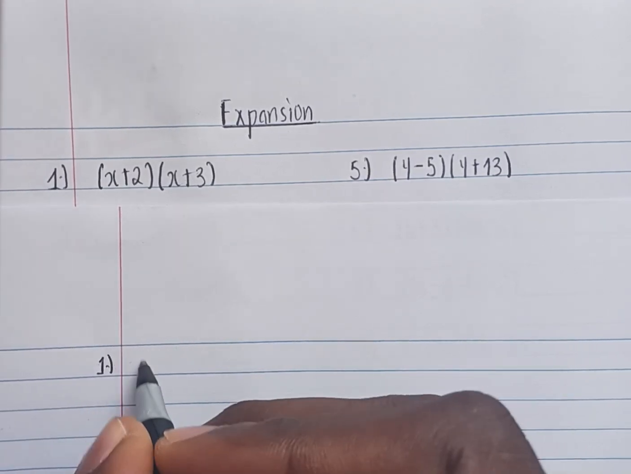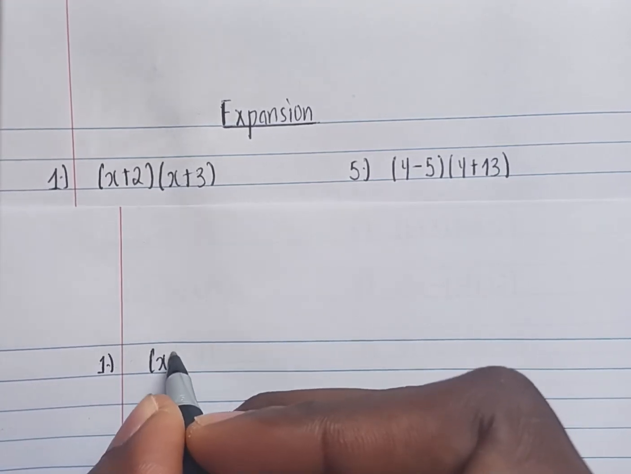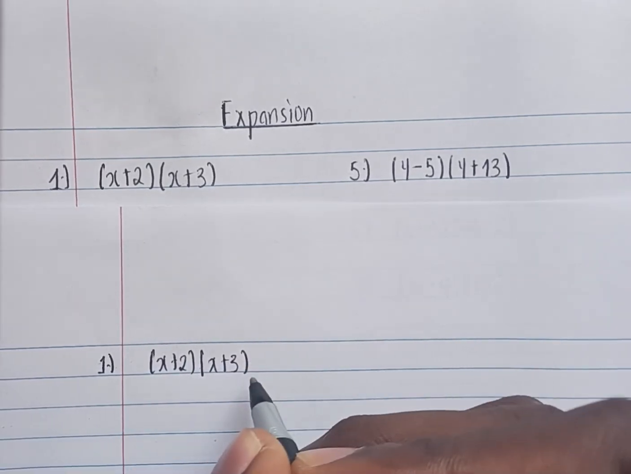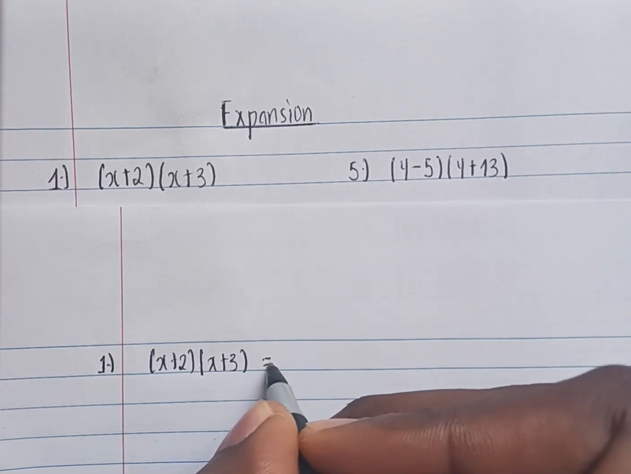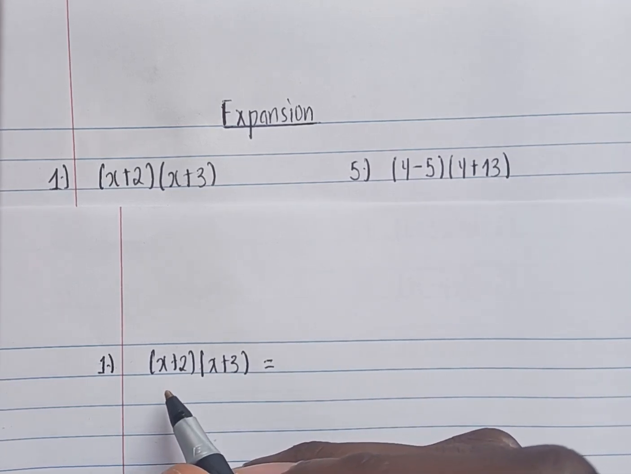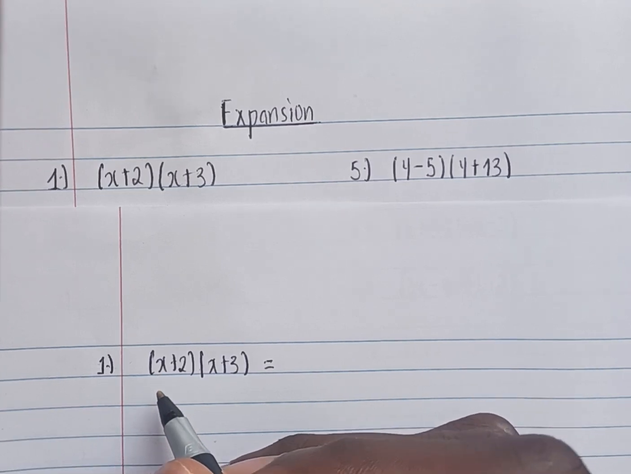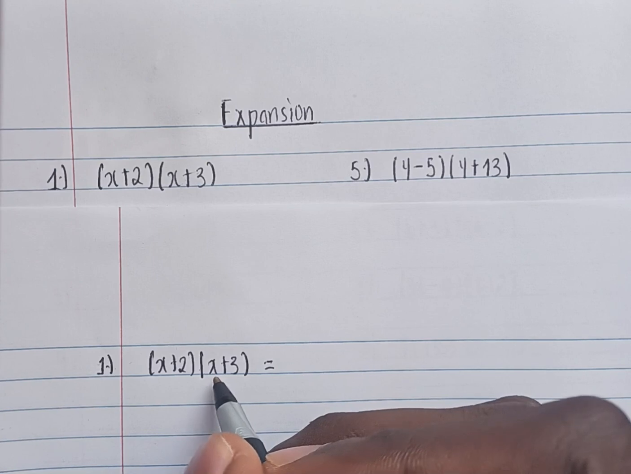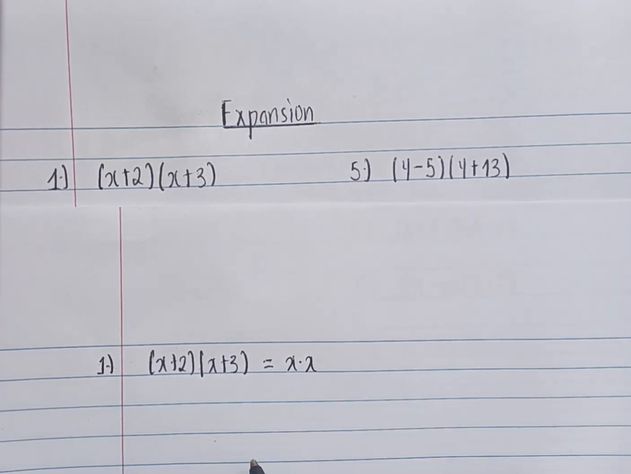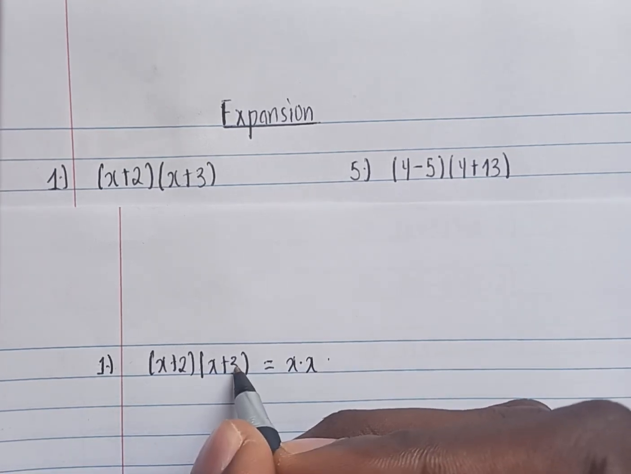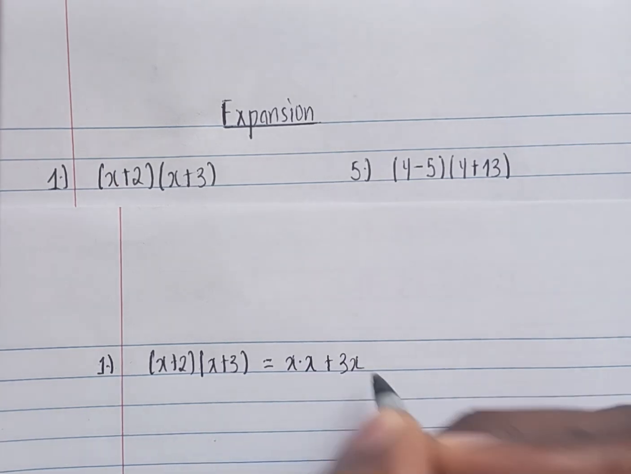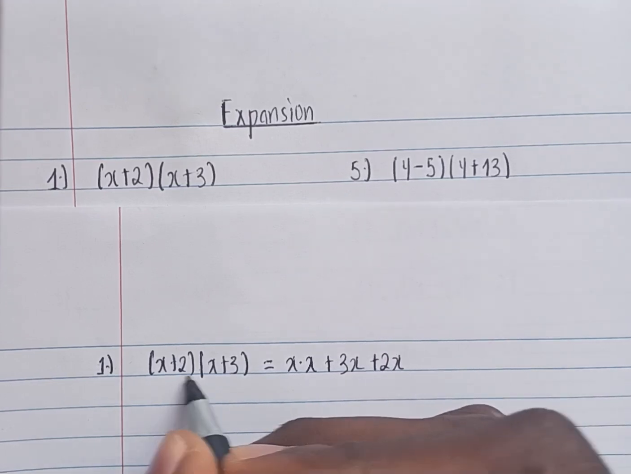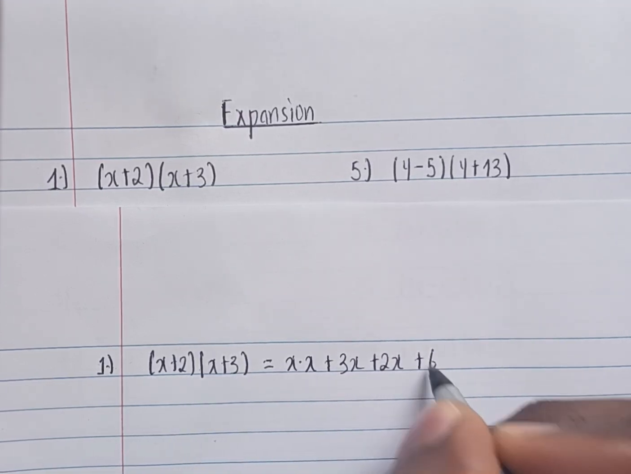Number 1, x plus 2 times x plus 3. This equals, the first term, which is x, is multiplied with this x, which is x times x. And we have x times 3, which gives plus 3x. We do the same for 2. We have 2 times x, which is 2x, and 2 times 3, which is 6. So we have plus 6.